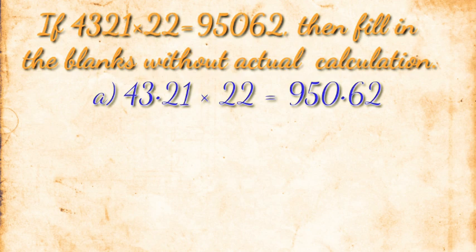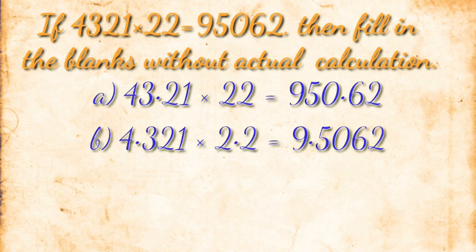Then count the decimal places in the multiplicand. 1 and 1, 2. Decimal places are 2, and insert the decimal point from the end. By leaving how many places? 2 places. So the answer will be 950.62. Next is 4.321, multiply it with 2.2. Similarly, both multiplier as well as multiplicand have decimal numbers as we have already done. So the answer is 95,062. How many digits do we have to leave? 1 2 3 4, 4 decimal places from the end. So the answer will be 9.5062.